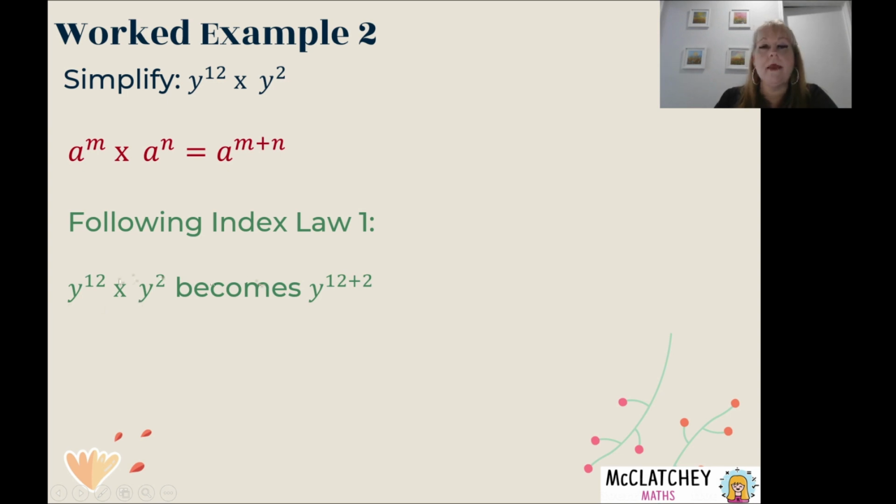It's y. So now that means, and I've got a times there, I'm applying that law, 12 plus 2, and we know that makes y to the power of 14. So it's really as simple as that. All you need to remember is when you've got that times, it becomes a plus for the indices. So just be very careful to always check they have the same base.